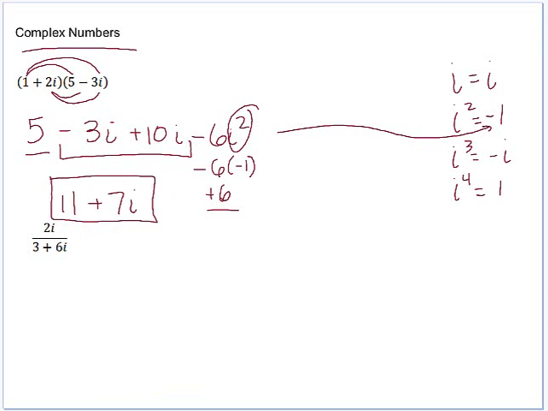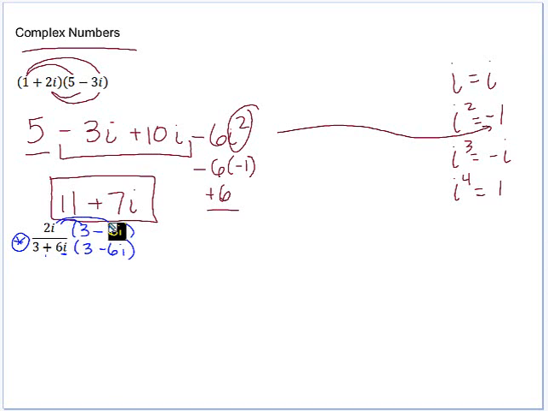Next up for the complex numbers, we have 2i over 3 plus 6i. Whenever we have addition or subtraction in the denominator with a variable like i or a radical, those are not simplified. We have to multiply by the conjugate, 3 minus 6i, multiplied on both the numerator and the denominator.